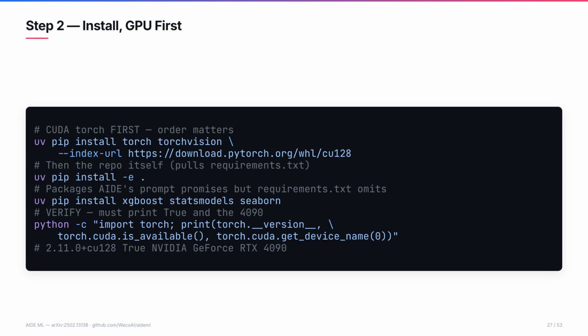Step 2. Installation, and the order genuinely matters. Install CUDA torch first from the cu128 index, then install the repo itself, which pulls in requirements.txt. Here is the trap. That requirements file lists bare torch, torchvision, and torchtext for the agent's own use, and torchtext pins an older torch. It can silently replace your CUDA build with a CPU one, so always verify afterwards. It must print True and name your 4090.